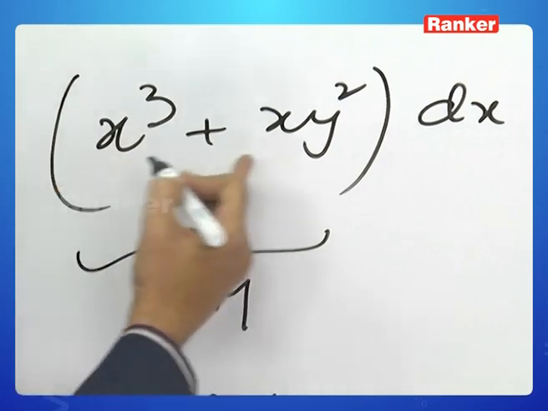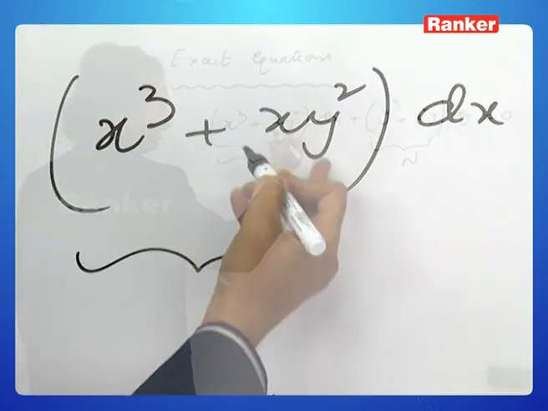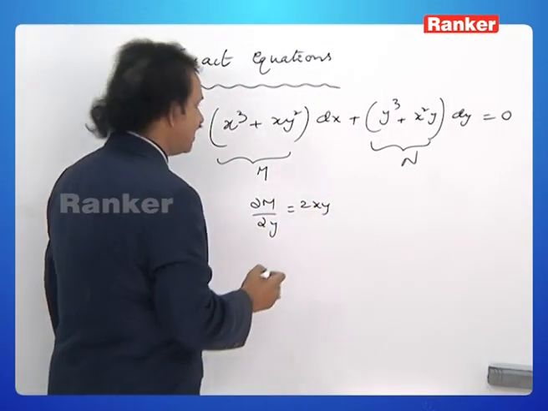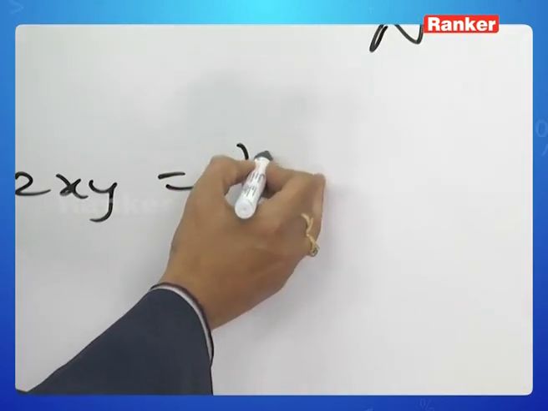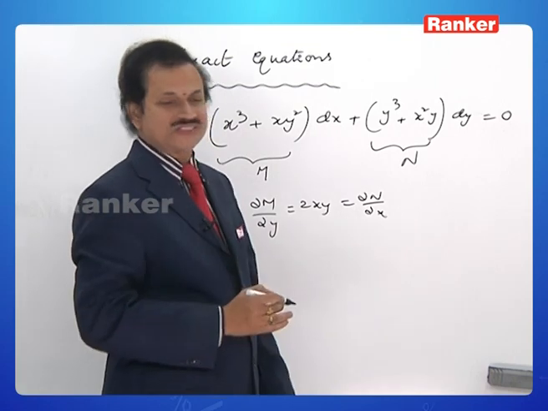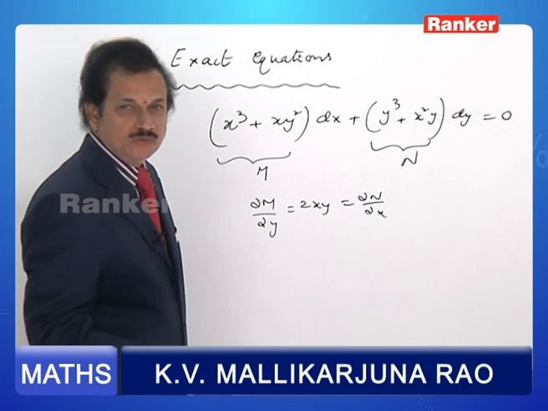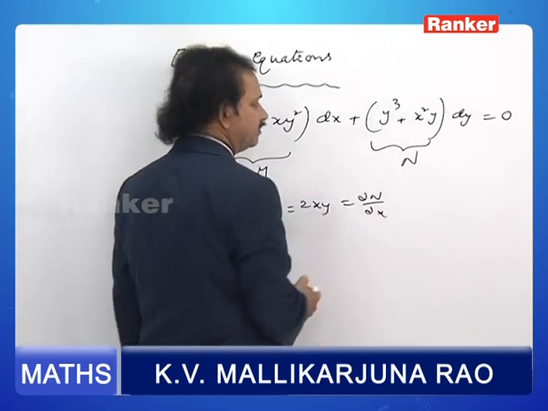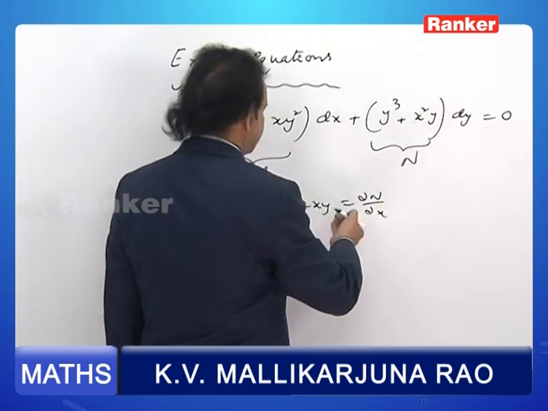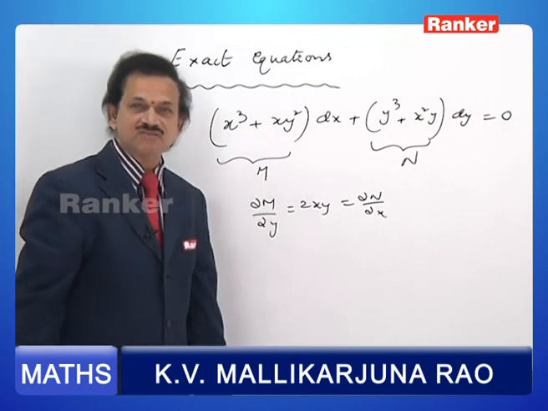Derivative of x cube is 0. x is a constant. For y square it is 2y. x into 2y is 2xy. And in a similar fashion, you find dou N by dou x. It is an easy matter to see that dou N by dou x is also 2xy. How and why? Derivative of y cube is 0. y is a constant. For x square it is 2xy. So we should feel happy. This is an exact equation.